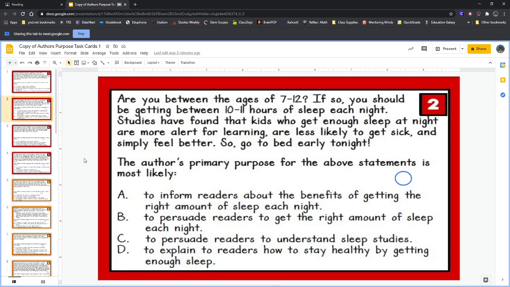Let's read it again. Are you between the ages of 7 and 12? If so, you should be getting between 10 and 11 hours of sleep each night. Studies have found that kids who get enough sleep at night are more alert for learning, are less likely to get sick, and simply feel better. So, go to bed early tonight. So who can tell me, between the two options, either inform or persuade, which one do you think the author's trying to do here? Are they just giving us information, or are they trying to persuade us and change our minds? Christopher, what do you think?